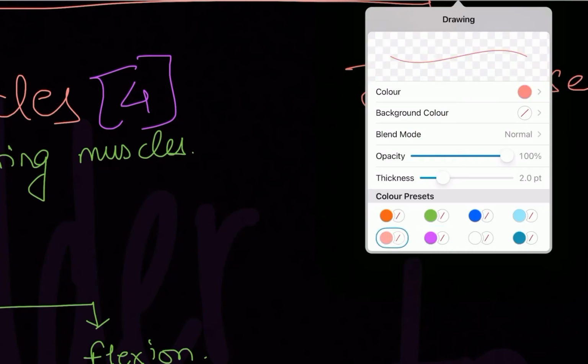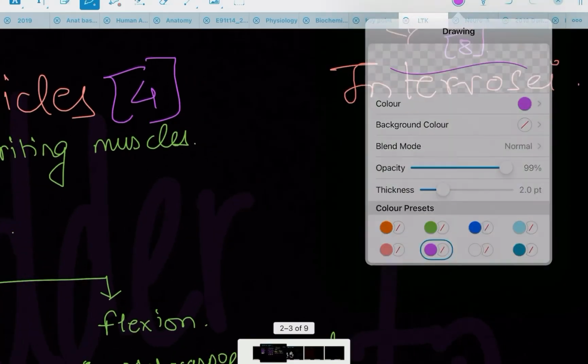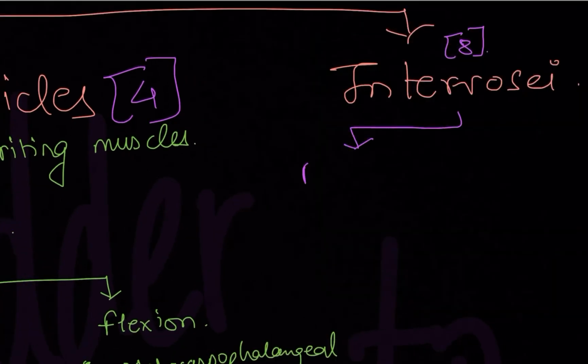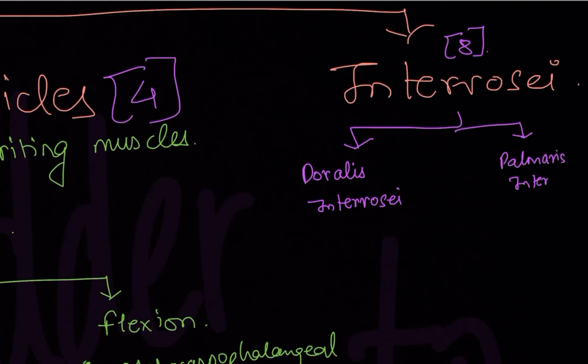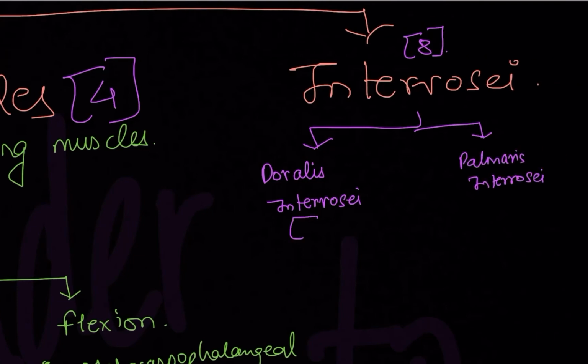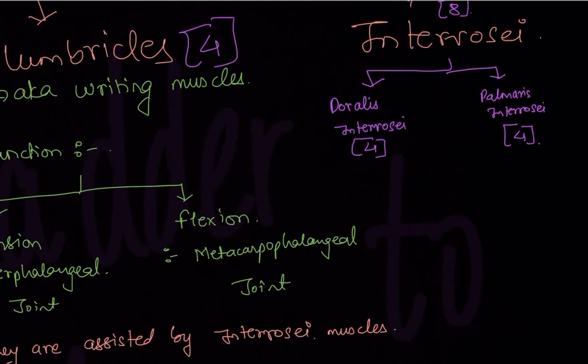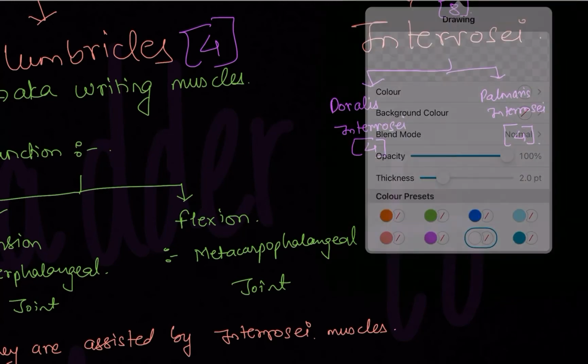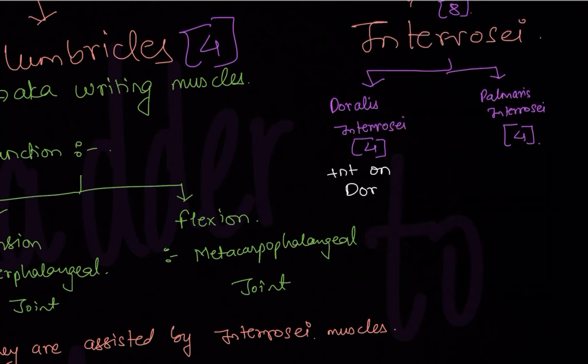They are divided into 2: dorsalis interosseous and palmaris interosseous. Dorsalis is 4 in number and palmaris is 4 in number. To remember, everything here is 4 in number. Now this dorsalis interossei is present on the dorsal surface. Now what is the dorsal surface? Back of the hand.